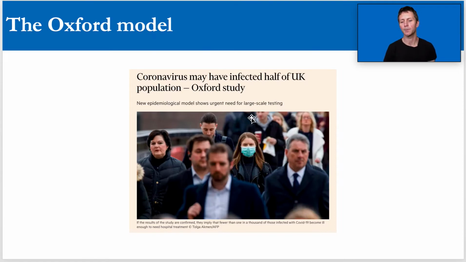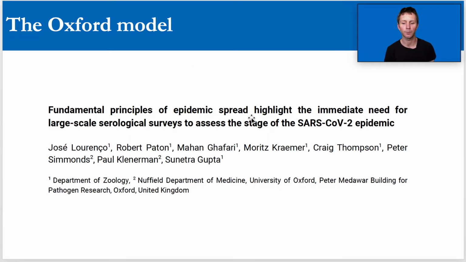So again, you can find this model online. I'll put the link in with the slides. This is by a very well-known group at the University of Oxford, in the Department of Zoology. It's worth noticing the title actually. What they say is that the fundamental principles of epidemic spread highlight the immediate need for large-scale serological surveys. So we'll talk about what they are in a bit. But it's not making any claims about how many people are infected.